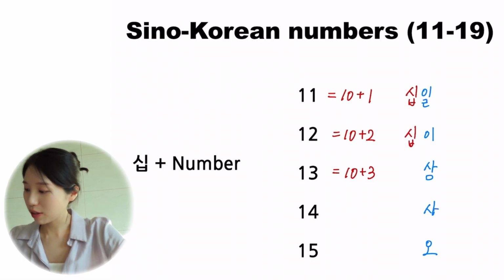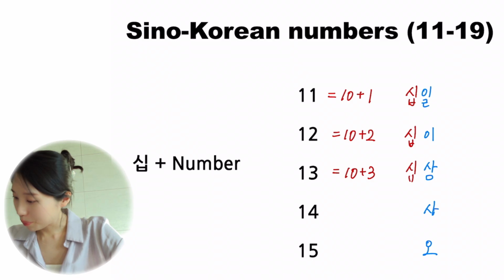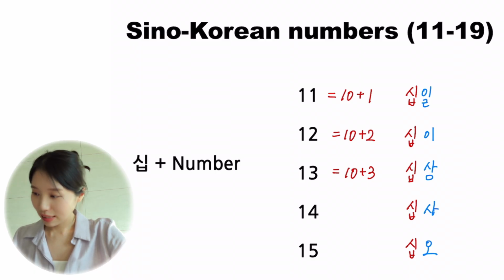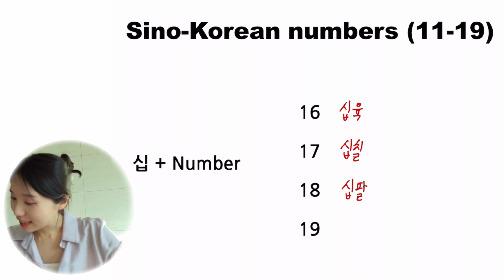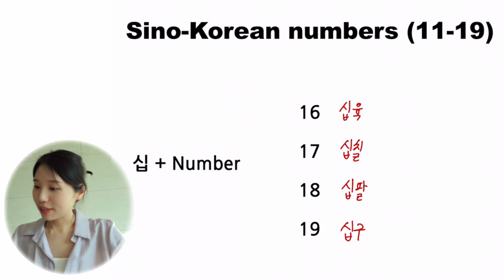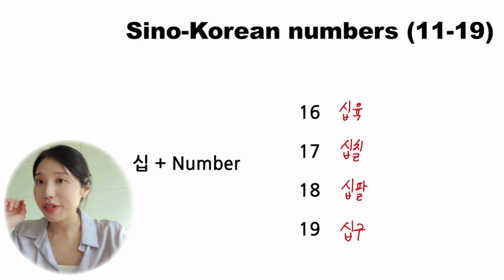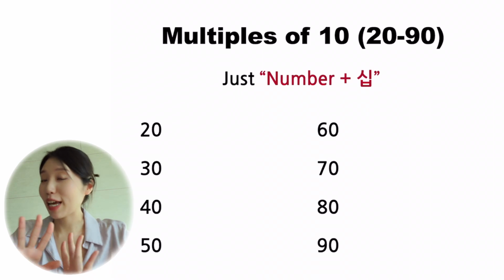12 means 십이. 13, 십삼. 14, 십사. 15, 십오. 16, 십육. 17, 십칠. 18, 십팔. And 19, 십구. Alright, that's it. Unlike native Korean numbers, even multiples of ten do not have special names.